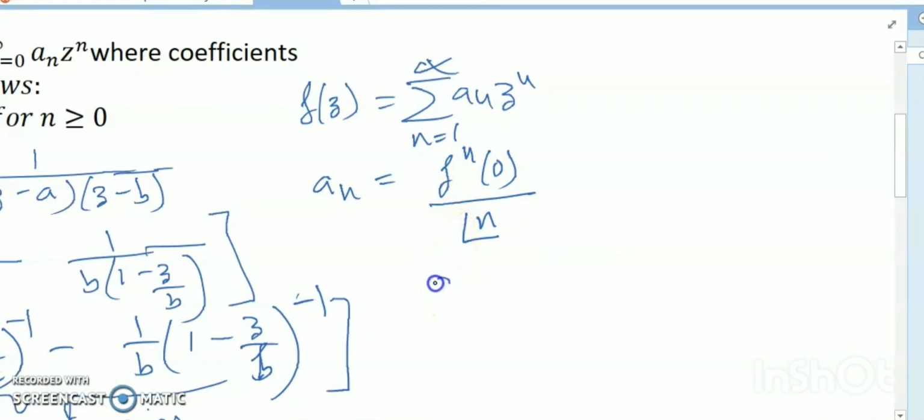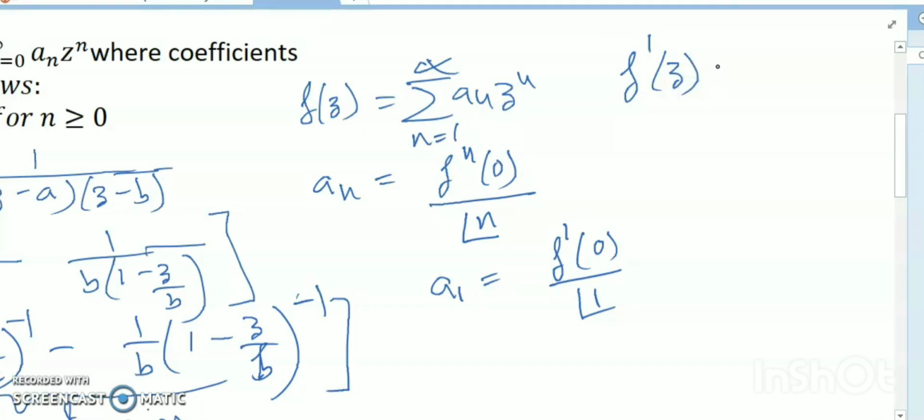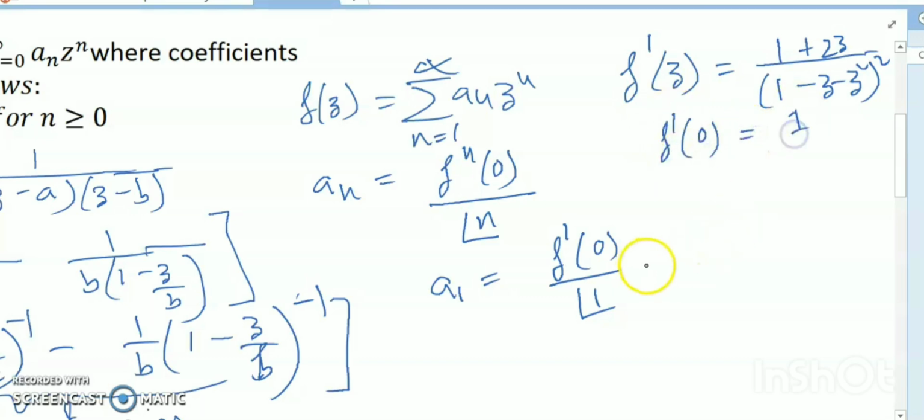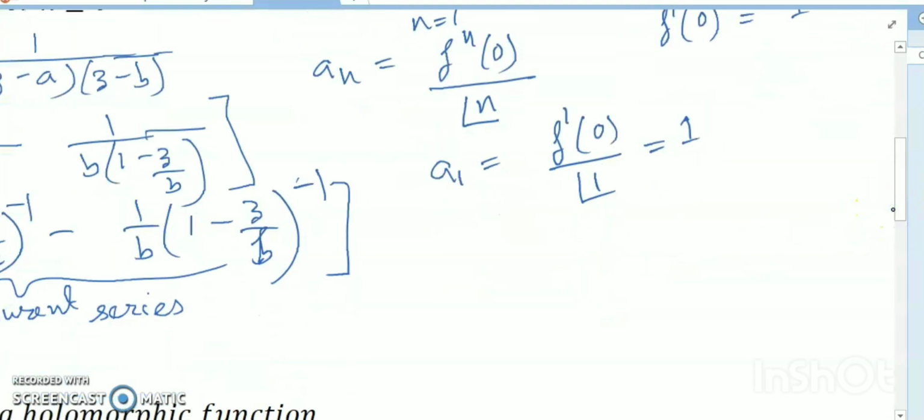that a_1 = f'(0) divided by 1 factorial, and f'(z) equals, at first I have to do the derivative, so (1 - z²)² and 1 + 2z. Okay, it can be written, and f'(0) is equal to 1. So a_1 is equal to 1, easily I find out. And now I have to check the a_0 value.